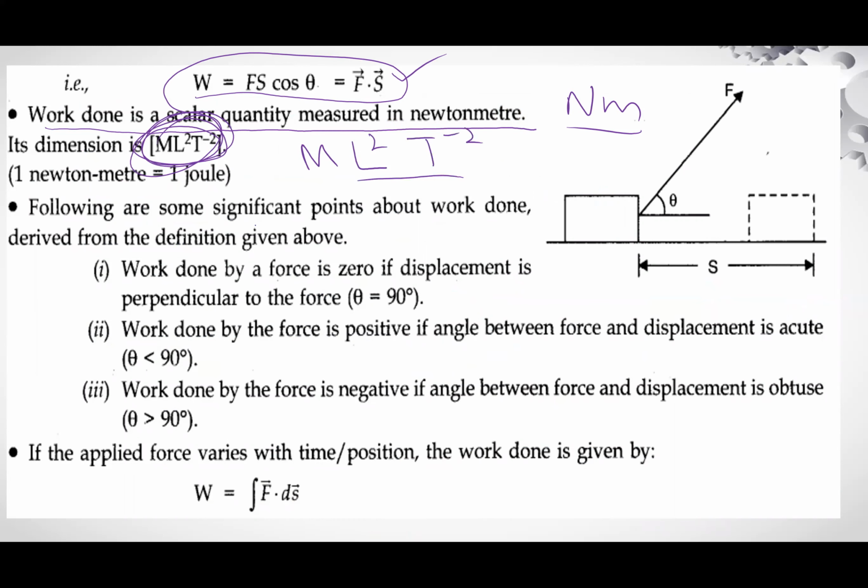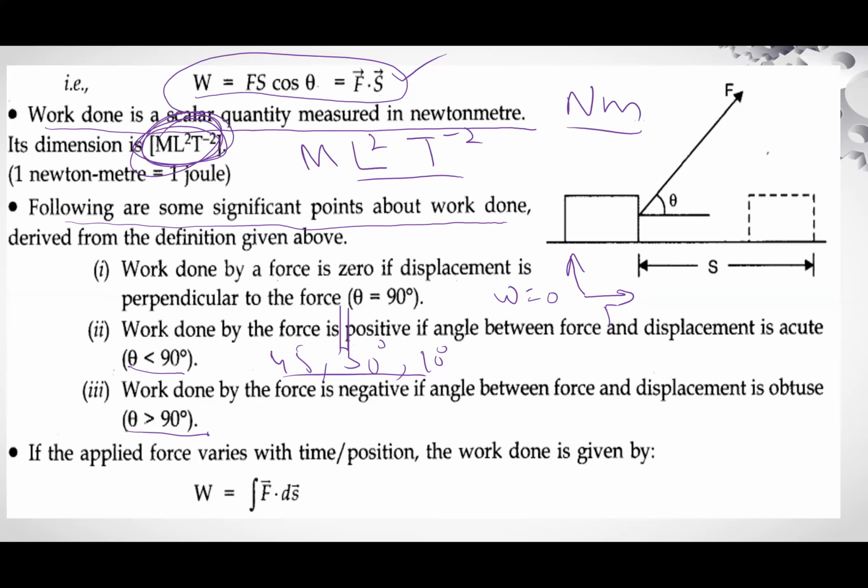Following are the significant points about work done. Work done by a force is 0 if displacement is perpendicular to the force. If force is acting in this direction and displacement is produced in that direction, work done will be 0 in this case. Work done will be positive if the angle is less than 90 degrees, like 45, 30, 10 degrees. If greater than 90, work done will be negative.